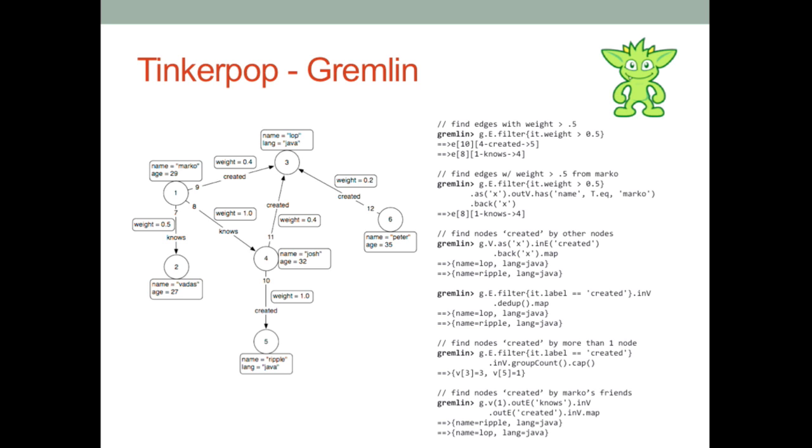Here's another one. This starts to feel a lot more like a networky type question. Find the nodes created by Marco's friends, right? The people that Marco knows. And so there's that query there. I want to start at Marco. I want to go out to who he knows, and then I want to go into those people and then go out to any projects they've created, and then go into those projects, right? And so you can start getting some intuition of how this traversal starts to work.